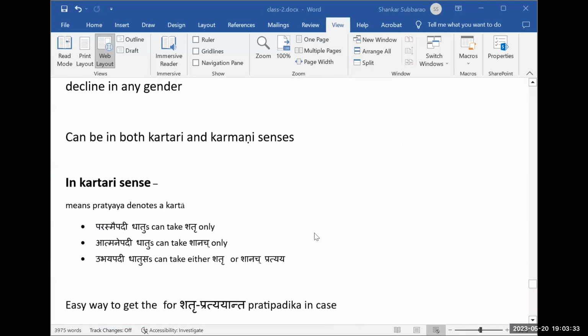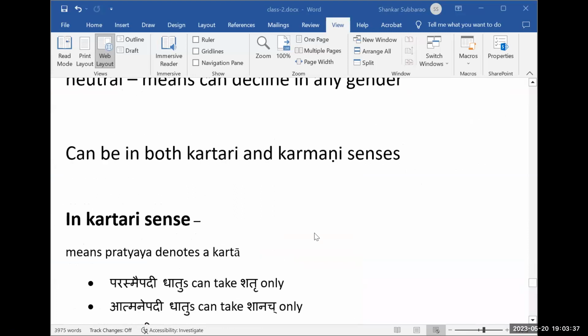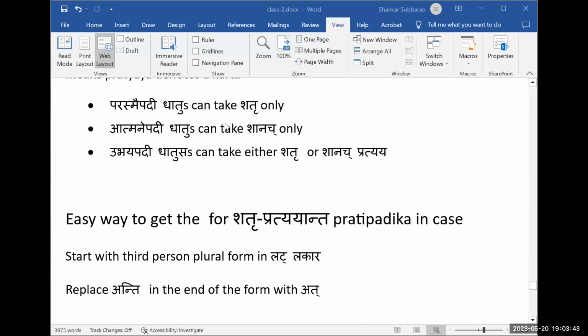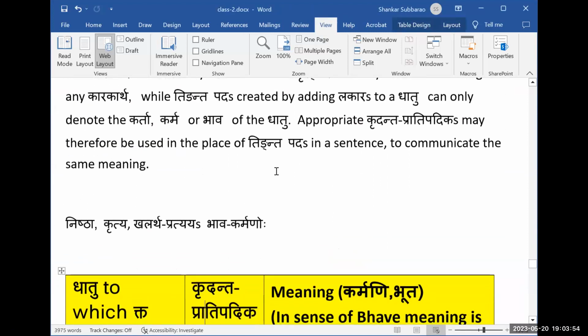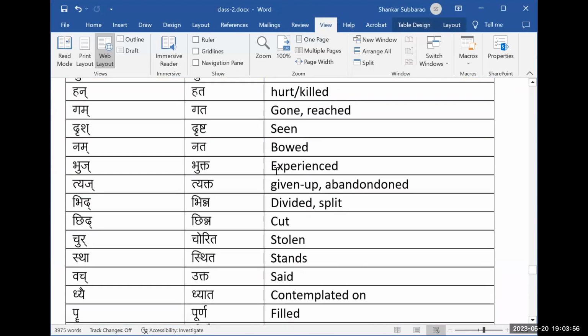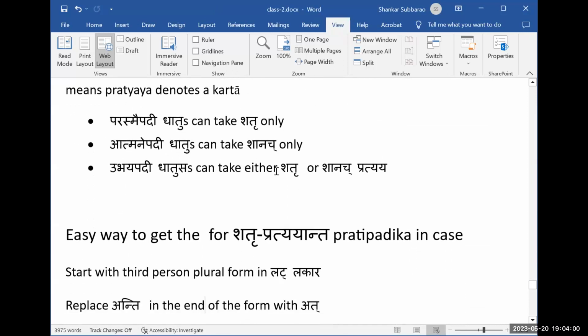Okay. Is this visible? Enough now? Yes, Swamiji. Good. So what I have said, I have written here. Parasmaipadi can take only shatr, atmanepadi only shanac, and ubhayapadi will take both.